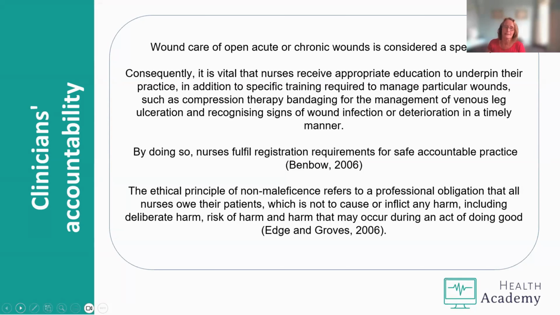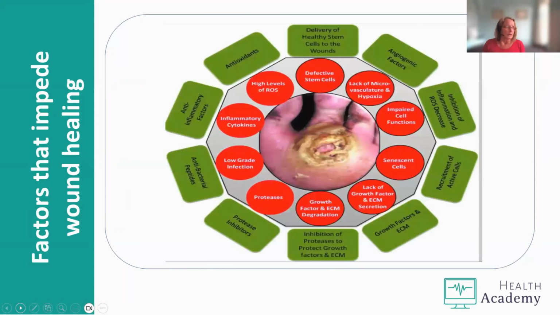non-maleficence, referring to our professional obligation not to cause any harm to patients. And that includes things like deliberate harm and risk of harm. So when we think about wound infection and deterioration, we think about that risk of harm. Are we assessing somebody's risk of harm? Are we recognizing somebody's risk of developing an infection and harm that may occur during the act of doing good? We may be doing what we consider is good wound care, but are we missing something that can put our patients in a situation where harm occurs because we haven't recognized things? So we do have to think about the clinical accountability linked with what we're providing as far as wounds are concerned.